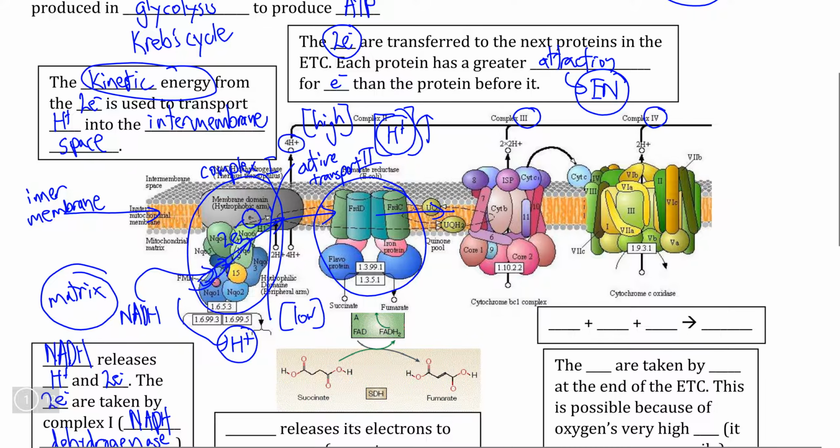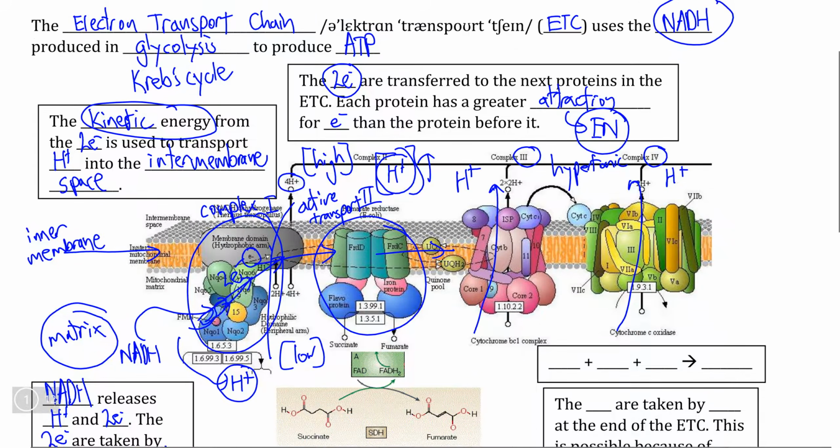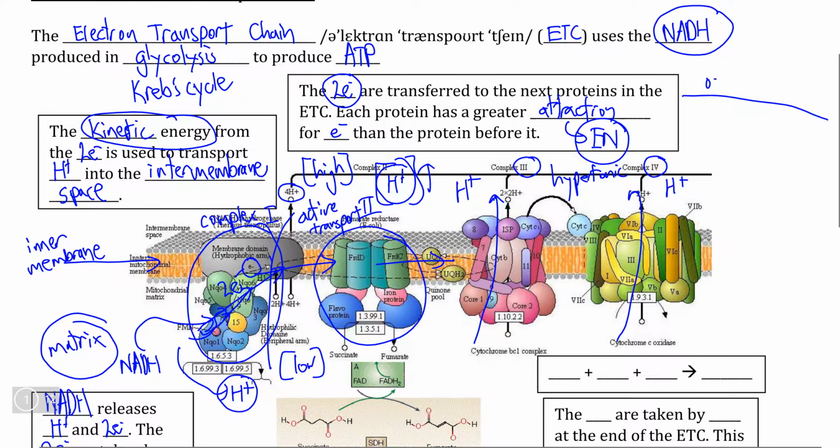Now, as a consequence of this, all of the H plus inside of the intermembrane space is going to become concentrated, because the more electrons that flow through the electron transport chain, the more these transport proteins are activated, the more H plus is pumped into the intermembrane space, and the higher the concentration becomes, therefore creating a hypertonic situation. Now, it's important to note that there is actually an outer membrane here, because this outer membrane prevents all of the H plus in the intermembrane space from being able to get out.